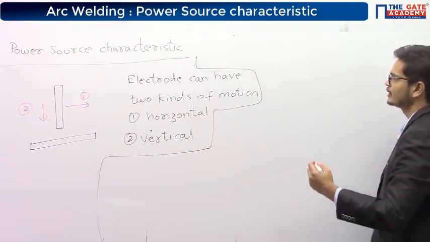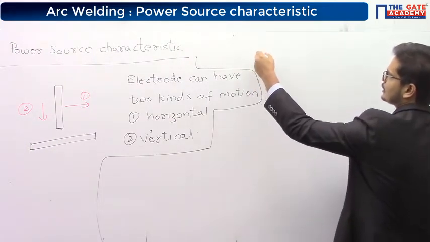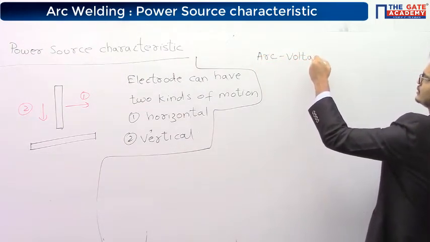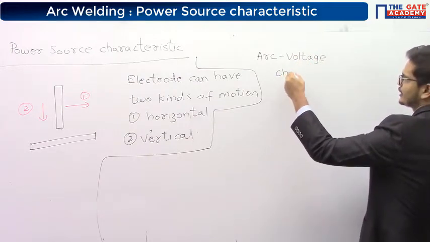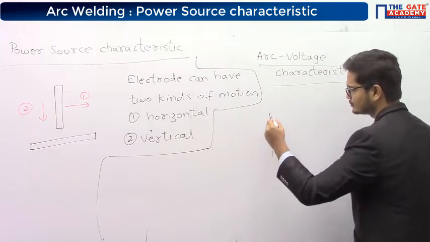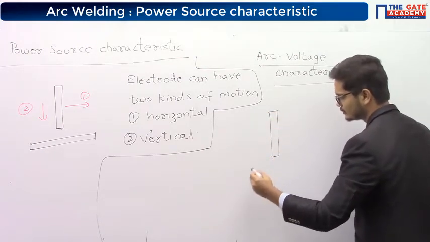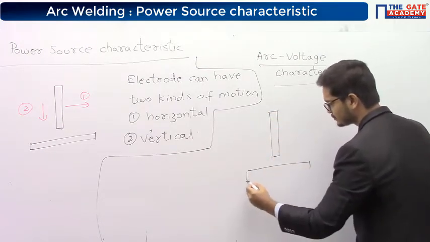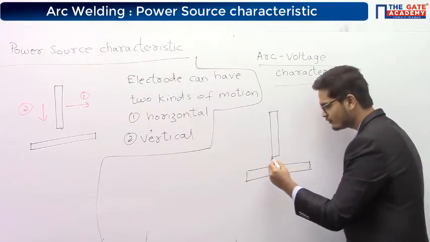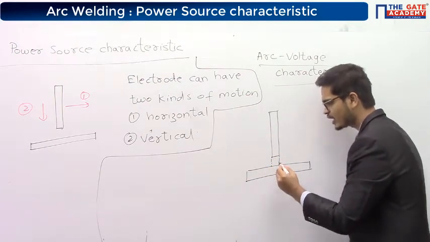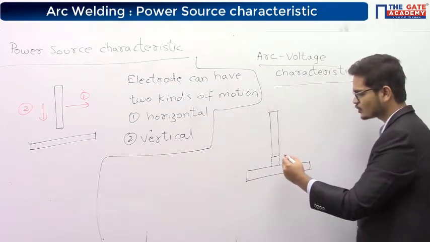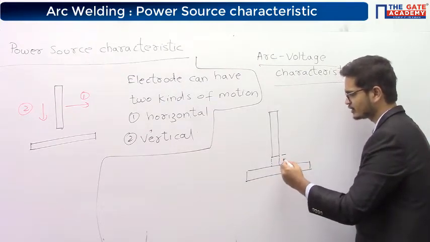Let us see the arc voltage characteristic. Again, I draw the diagram. This is the electrode, and here we have the workpiece. The gap between the electrode and the workpiece, we have the arc, and this is called the arc length.